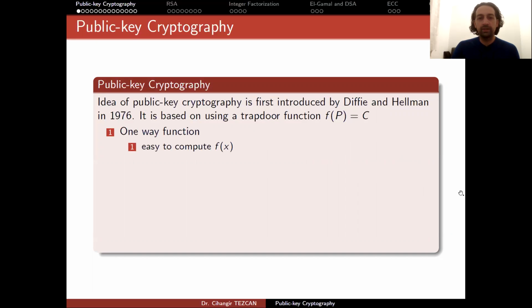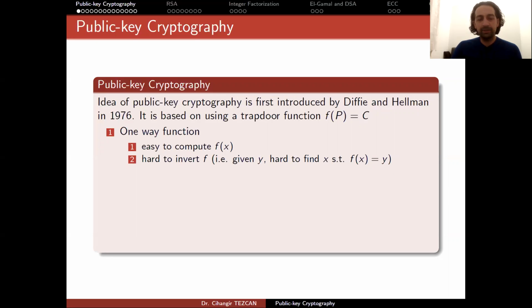In order to see it, let's first see the one-way function. We can define a one-way function as follows. It is easy to compute the output. So given x, you can compute f(x) and obtain the output. But it is hard to invert f. So when you're given the output y, it should be hard to find x that gives this output. You can think about hash functions at this point. They are one-way functions.